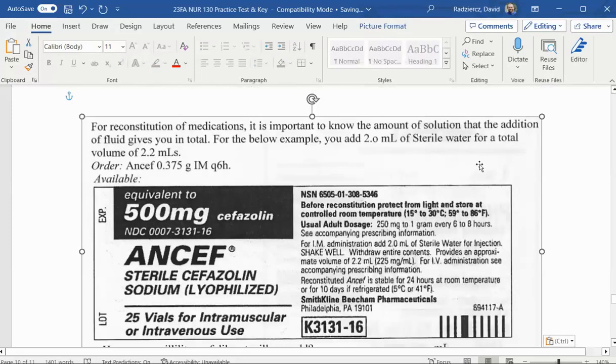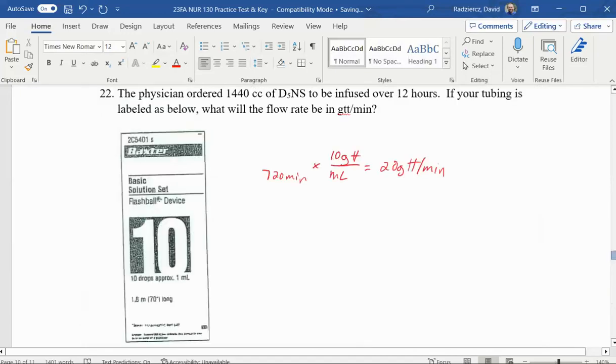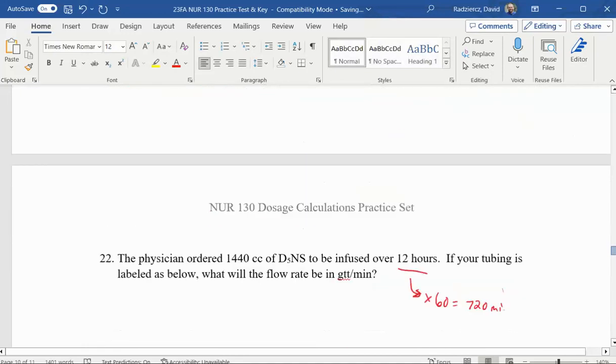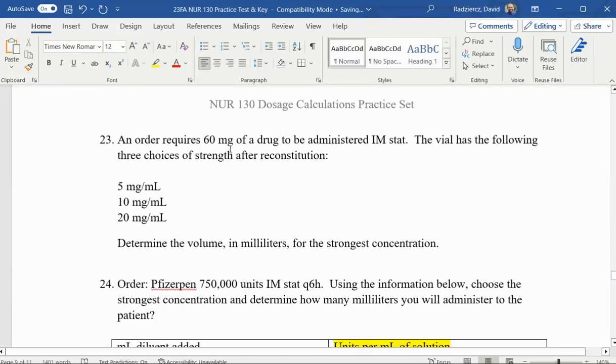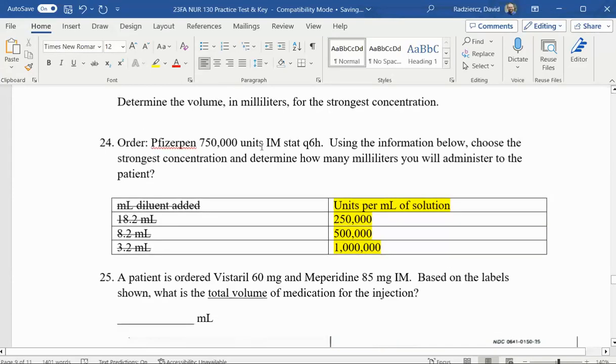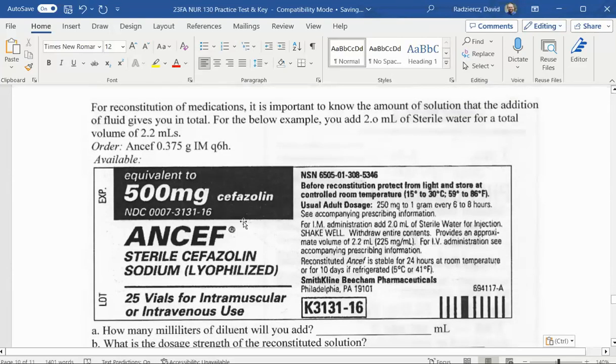All right. So this is a reconstitution question. The current reconstitution questions you have are listed like this, where the order requires 60 milligrams. You're going to choose the strongest concentration. There's a Pfizer pen question, and I'll give you some examples of that as well. But you might start seeing this, so I wanted to show it to you so that you're aware of what it is and how to navigate it.